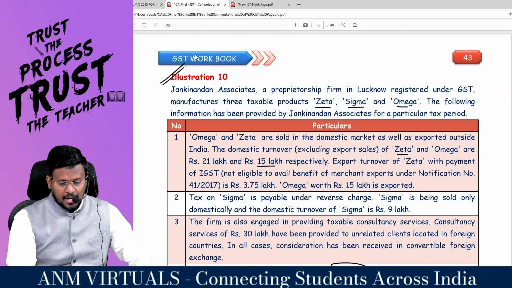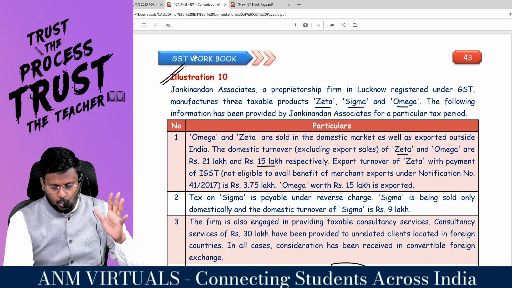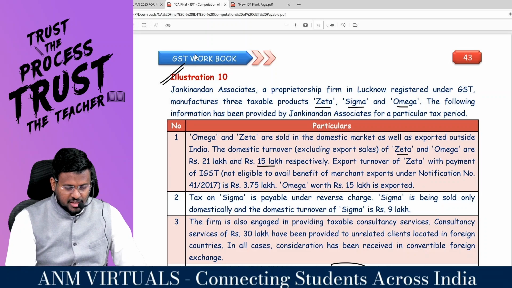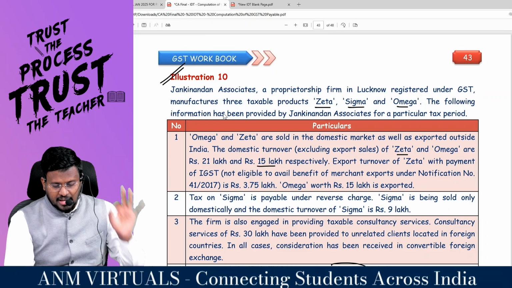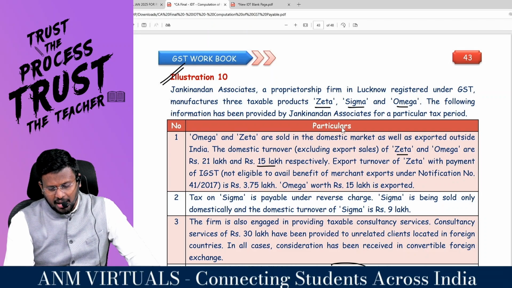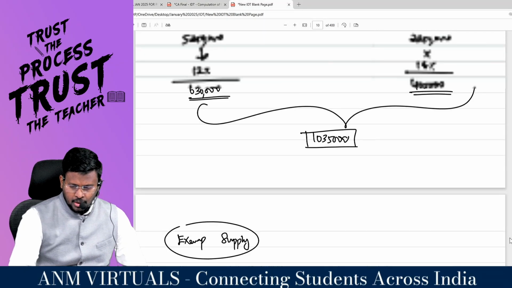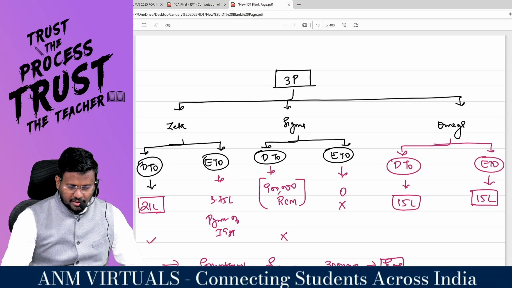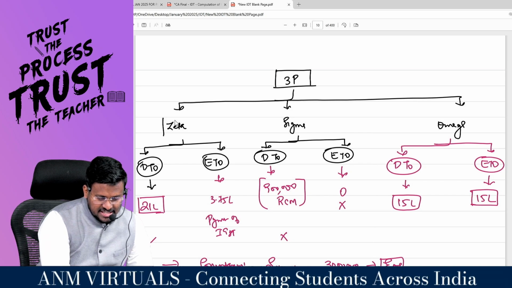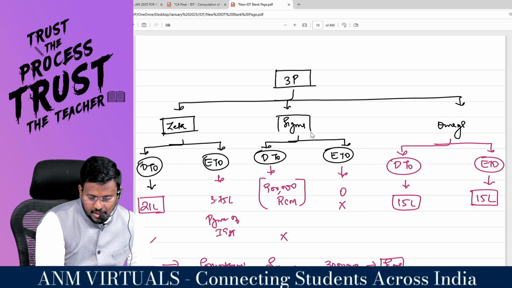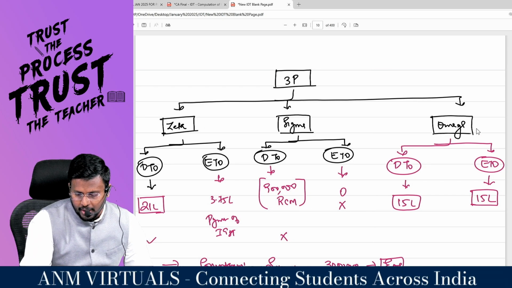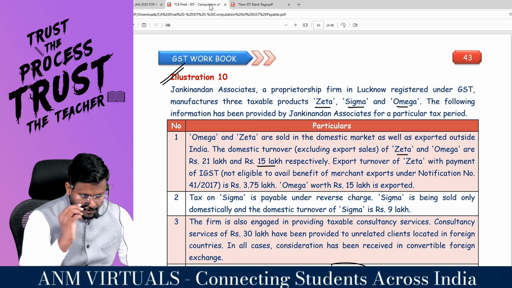J Associates, a proprietorship firm in Lucknow, registered under GST, manufacture three taxable products: Zeta, Sigma, Omega. So they are dealing with how many products? Products classified into three categories, three products. One is Zeta, other is Sigma, and third one is Omega. Fantastic to the core.